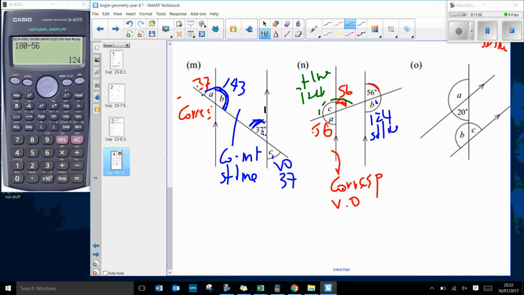Okay, last one, A and 20 is on a straight line, so that makes this 160, and that's a straight line. Oh sorry, we're doing B first, next. 20 and B, they're co-interior, so that's 180 subtract 20, so that's 160. And then you've got a choice here. You can either do B and C are on a straight line, or that 20 and C are alternate. Either way, you end up with C is 20, and you can write whichever reason you wish there.